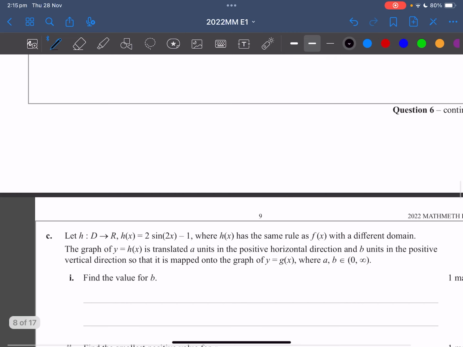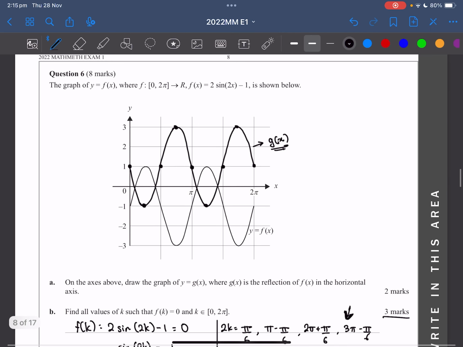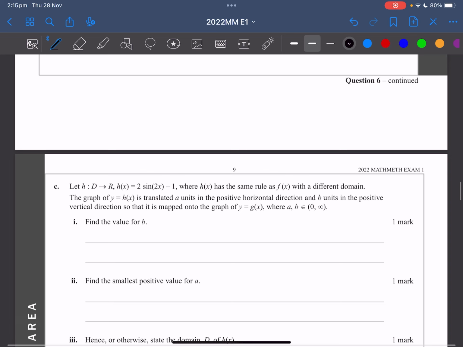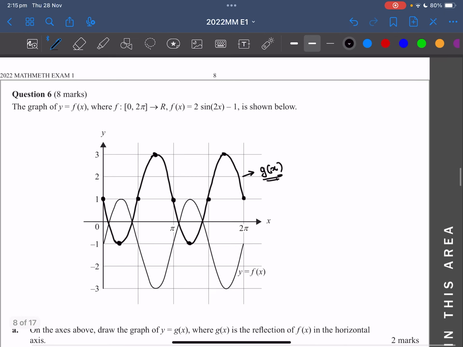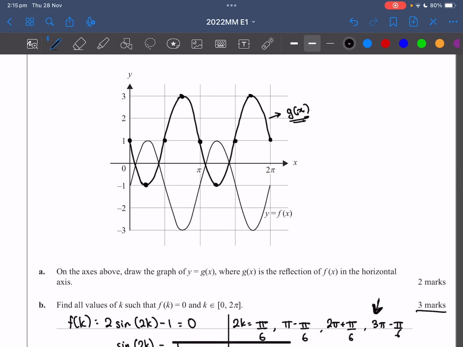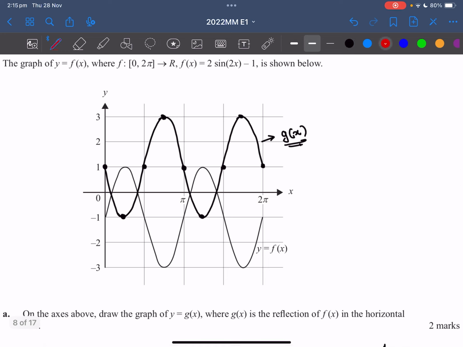So in that case, let's go back up to the graph and see what we can do. So what do we have to find? Sorry. So find the value of b. So b is the positive vertical translation, basically. So h of x is basically f of x with a different domain. So what I'm going to do is draw, like trace, the graph of f of x, and then we can move it around and see how we match it. Oh no, it has to be in one go. Okay, like that. Okay, this is pretty good.